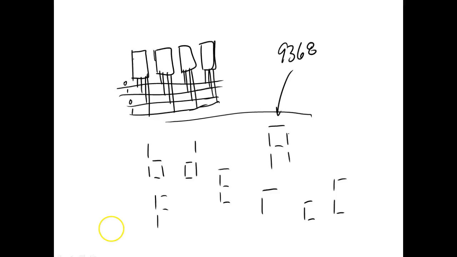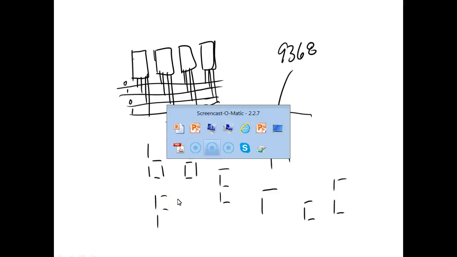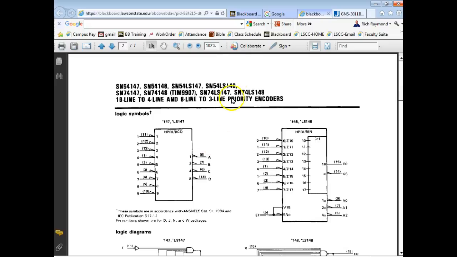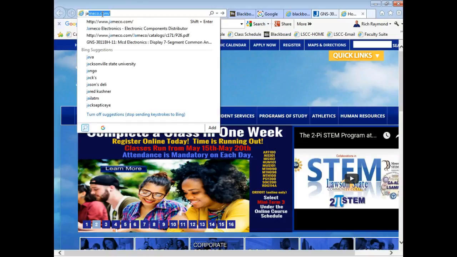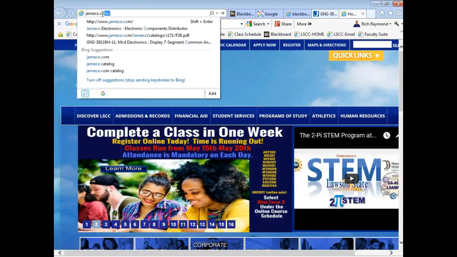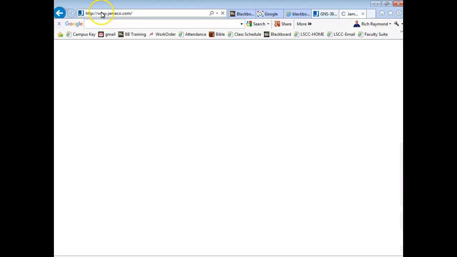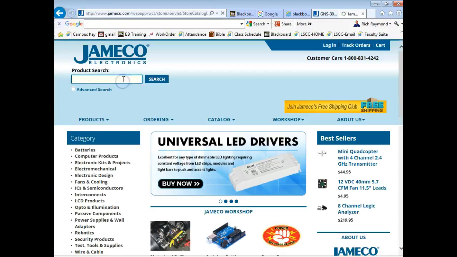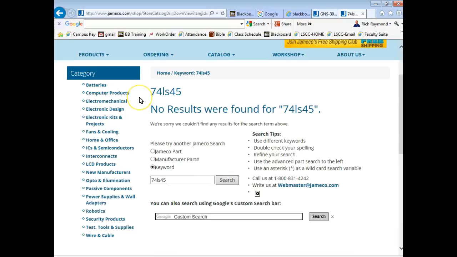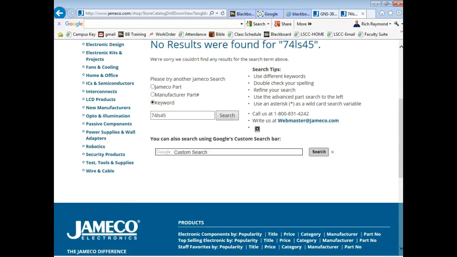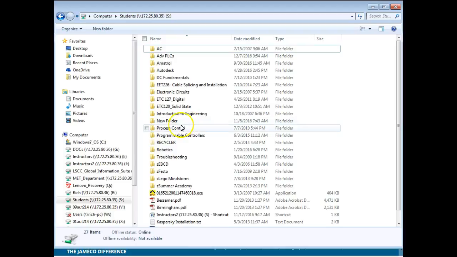So the best place I would go instead of trying to search for it, I would just go to what? Yeah, I just go to Jameco and what? Which one am I missing? Of course, I should have looked. It's probably in the folder. I just uploaded the wrong one. Up here, I'm gonna type in 74LS45. Come up here and hit that. Oh my goodness, guess what? Jameco doesn't sell the 74LS45.